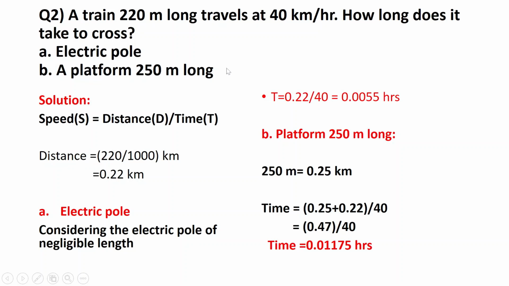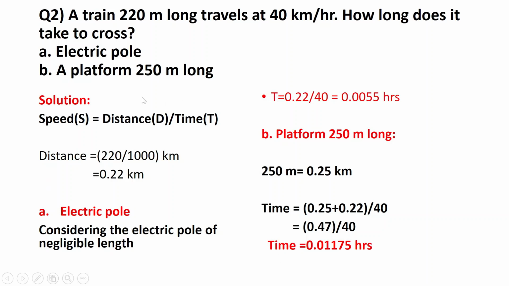Now when it has to cross a platform, the platform is not of negligible length, right? They have given the length as 250 meters. So just convert the 250 meters into kilometers, that will be 0.25 kilometer. Therefore, time is equal to distance by speed. What is the distance? Distance is 0.25 kilometer plus 0.22 kilometer, that is 0.47 kilometer divided by 40. The speed remains the same. The time becomes 0.01175 hours.